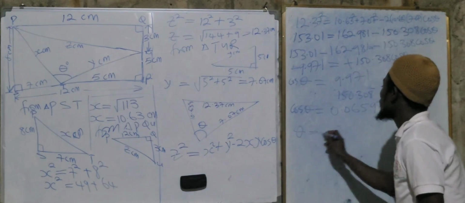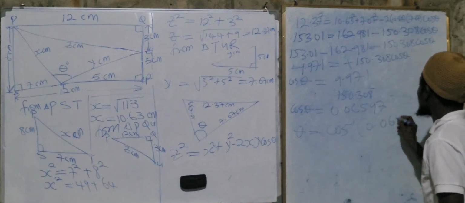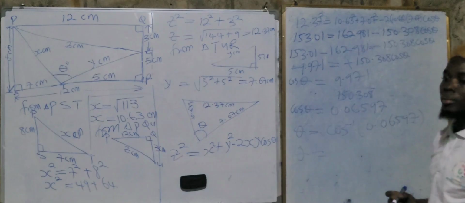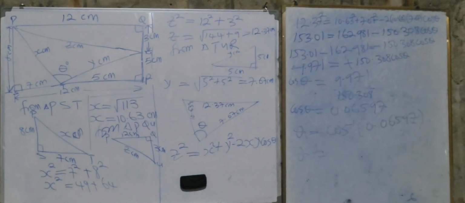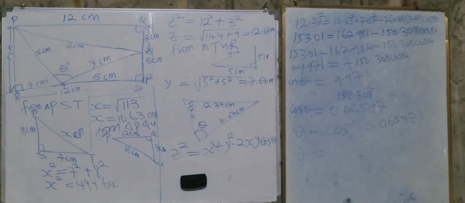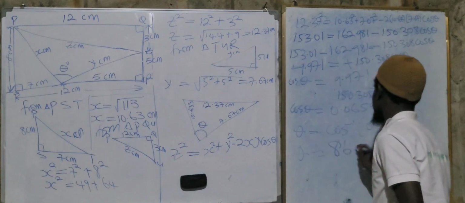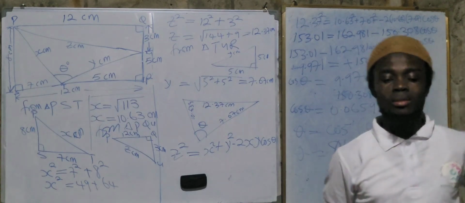Now say theta here is equal to cos inverse of 0.06597. And theta is equal to what do we have? Cos inverse 0.06597. It will give you 86.21. Now you have 86.21, eh? Good. That's all. Simple, eh?